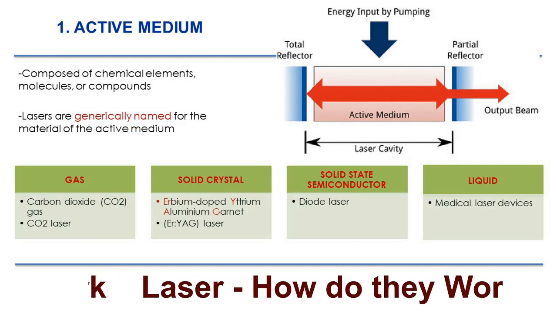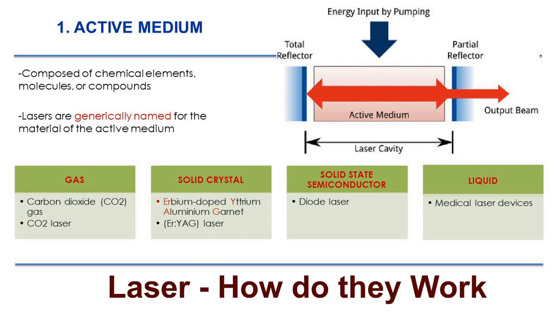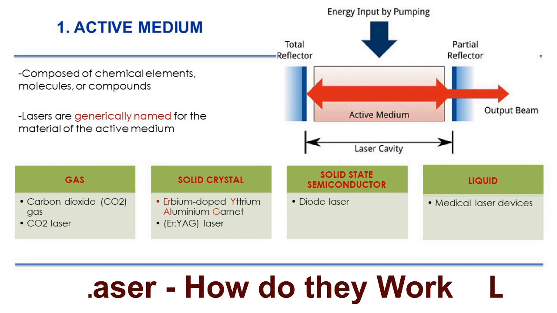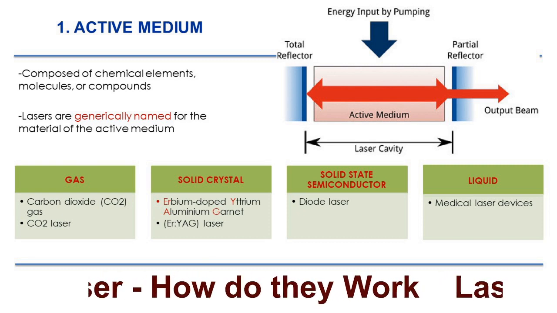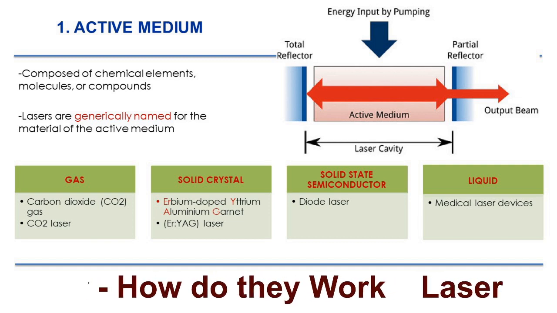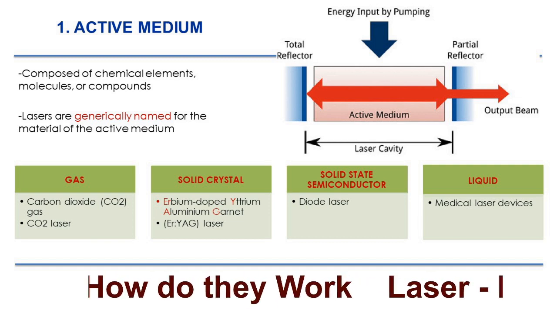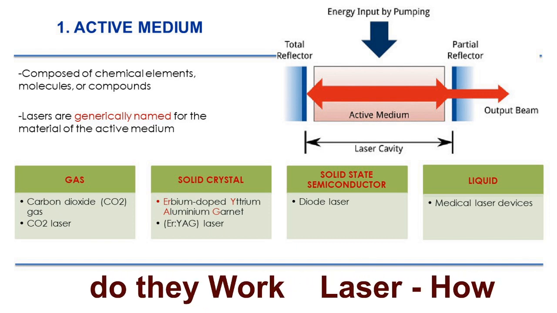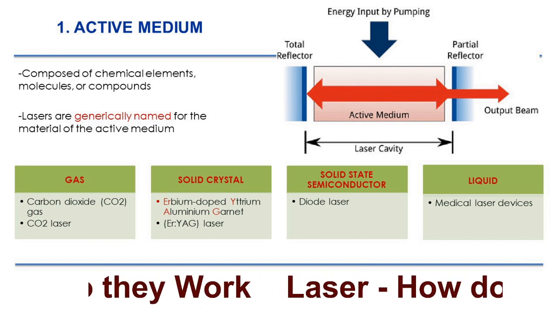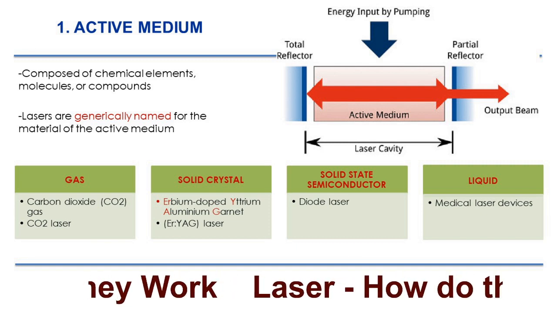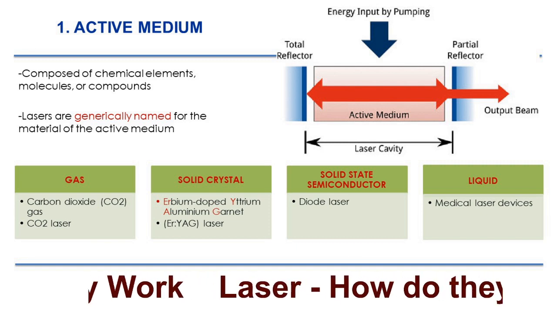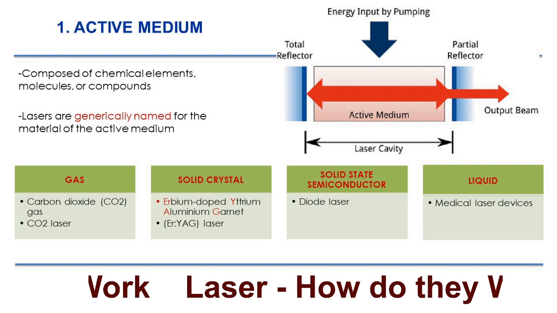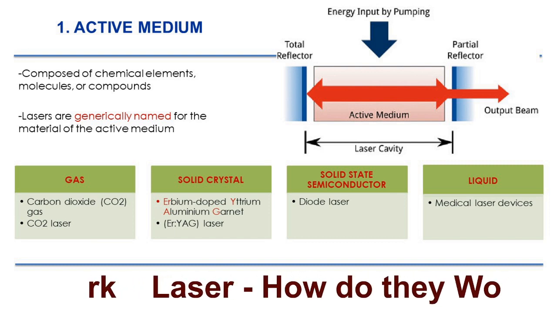So the first component of this laser unit is the active medium. So this medium is composed of chemical elements, molecules or compounds. So based on the composition of this active medium, the lasers are generically named. For example, this active medium could be in the form of a gas, solid crystal or a solid state semiconductor, or it could be a liquid.